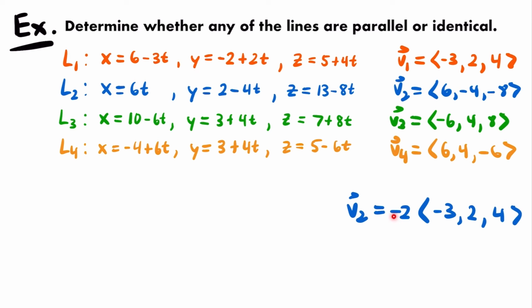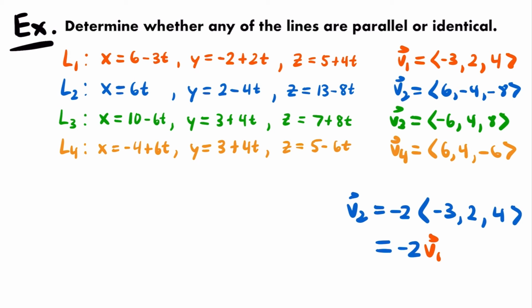So we pull that -2 out of all those components and look at the vector that we're left over with here. It's the same exact vector as vector v1. It has components of -3, +2, and +4. The same exact vector. So we can conclude here that vector v2 is equal to -2 times vector v1. Vector v1 and vector v2 are scalar multiples. So we know for a fact that line 1 and line 2 are at least parallel.